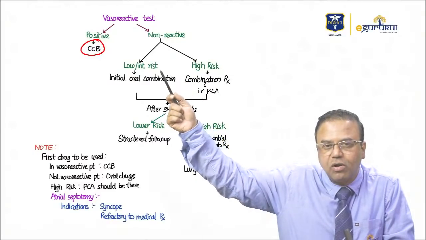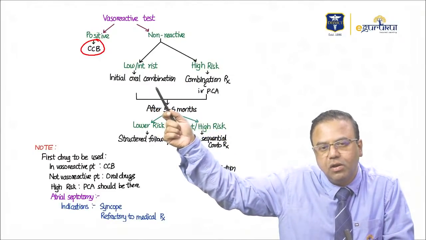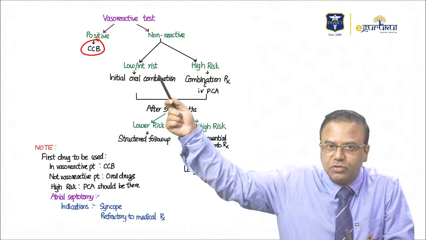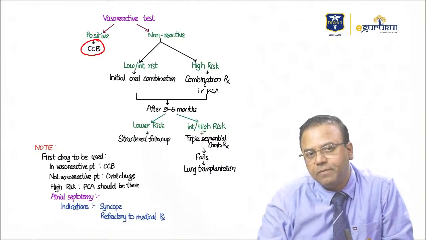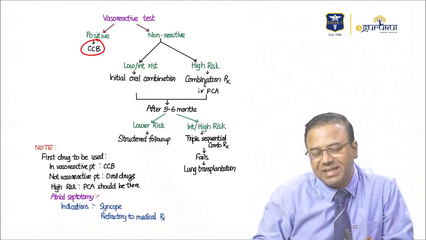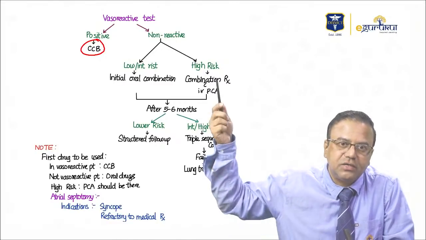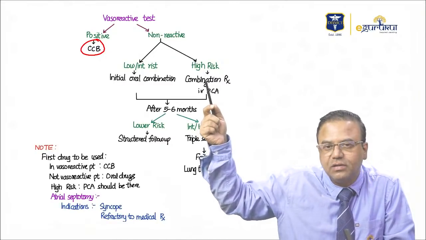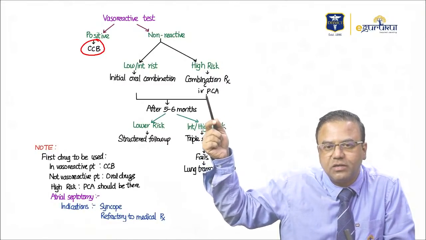If it's negative, the broad concept is you should go for initial oral combinations. Only in patients who are high risk, for example a patient who has breathlessness at rest, that is grade 4, is the patient you would like to go for combination treatment that is parenteral.